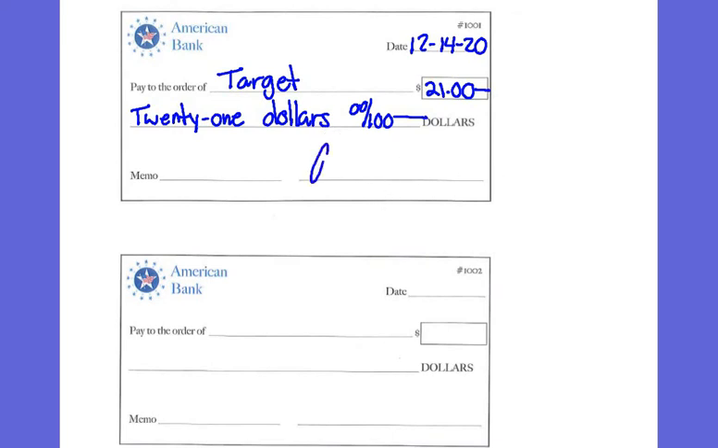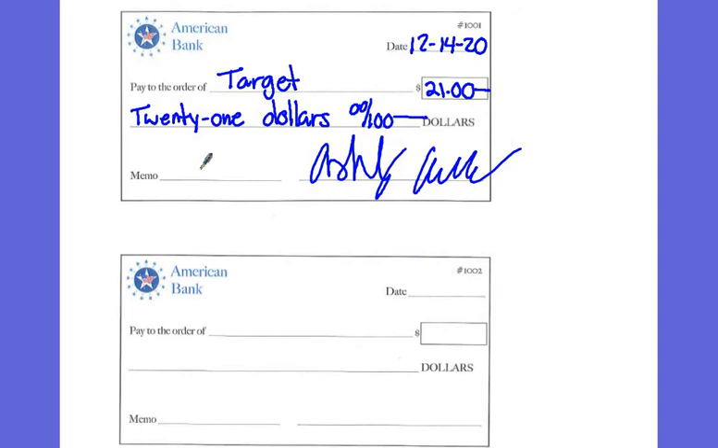That's your signature. So I have an ugly signature. If you don't know how to write in cursive, you can just write your name in print. Memo is just for your information. It's to remind you what you bought at Target, who you bought something for at Target, just for your information.